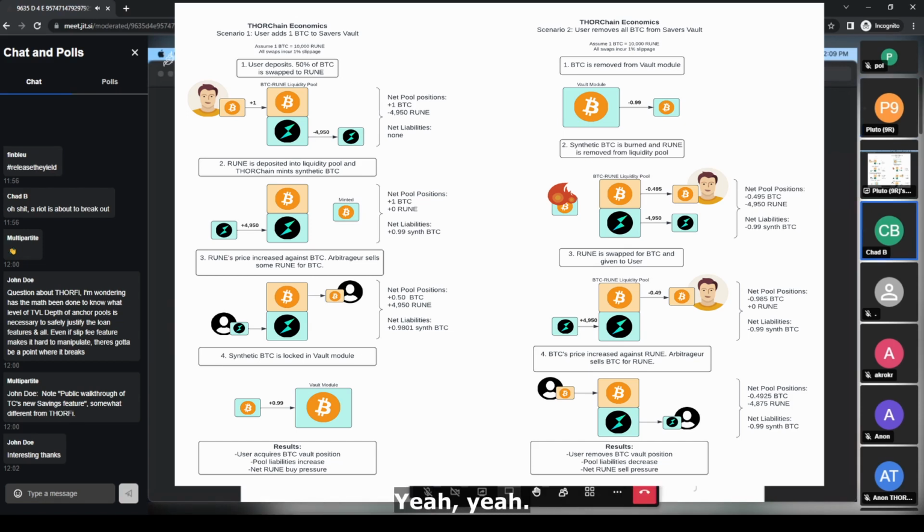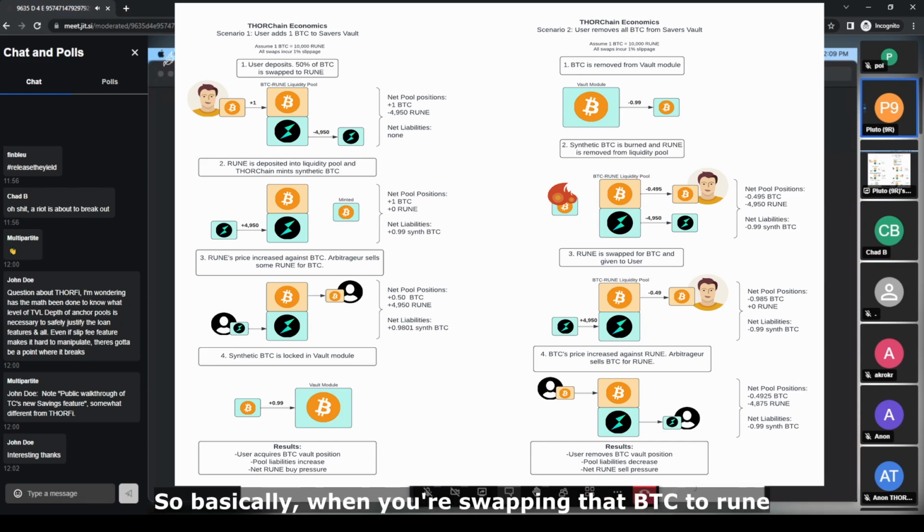Yeah. So actually, what happens? Yeah, my mistake for that. So basically, when you're swapping that BTC to Rune by creating the synth, you're essentially incentivizing an arbitrager to come in and sell BTC back into the pool and buy Rune. And then that rebalances the price. And then the synthetic BTC is locked into the vault module.